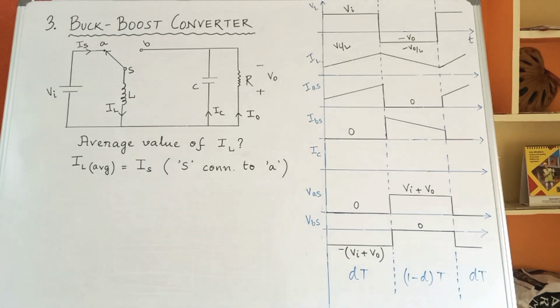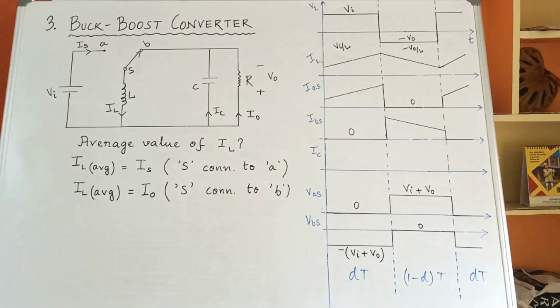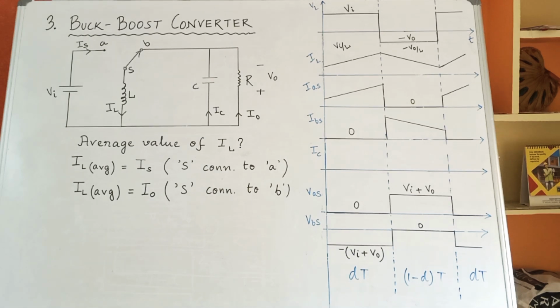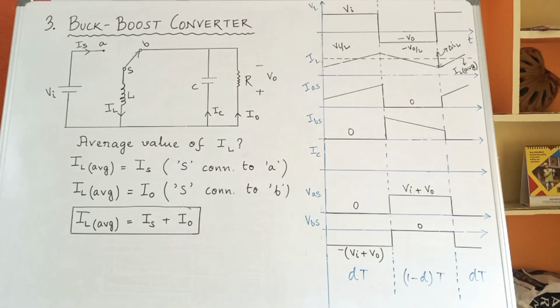Next, what is the average value of the inductor current? If you observe the circuit, when S is connected to A, IL average is nothing but the source current IS. Now, when S is connected to B, IL is divided into two parts, one is capacitor current and one is load current, and as you know, IC doesn't support average current, so the IL average will be I0 when S is connected to B. Hence, the total average current through the inductor, IL average, will be given as IS plus I0.